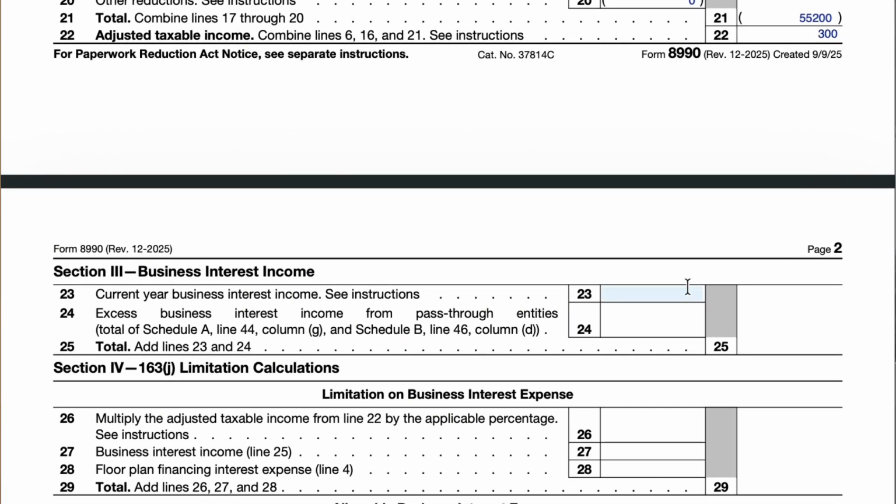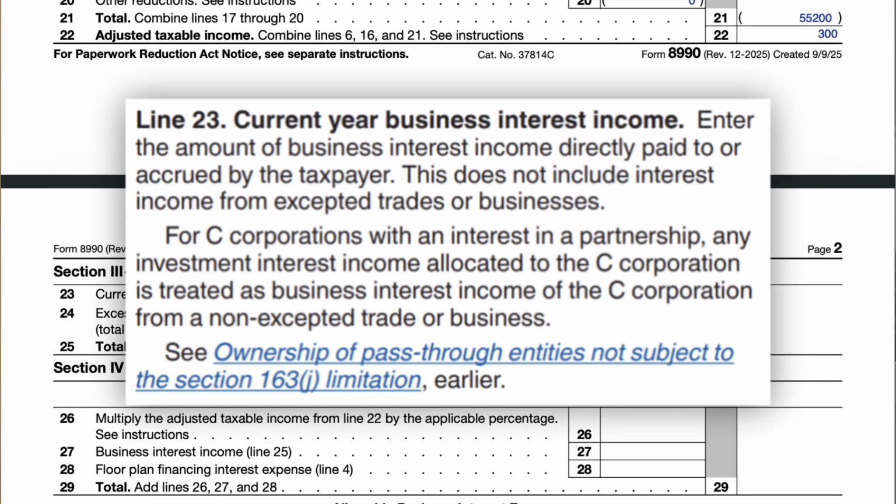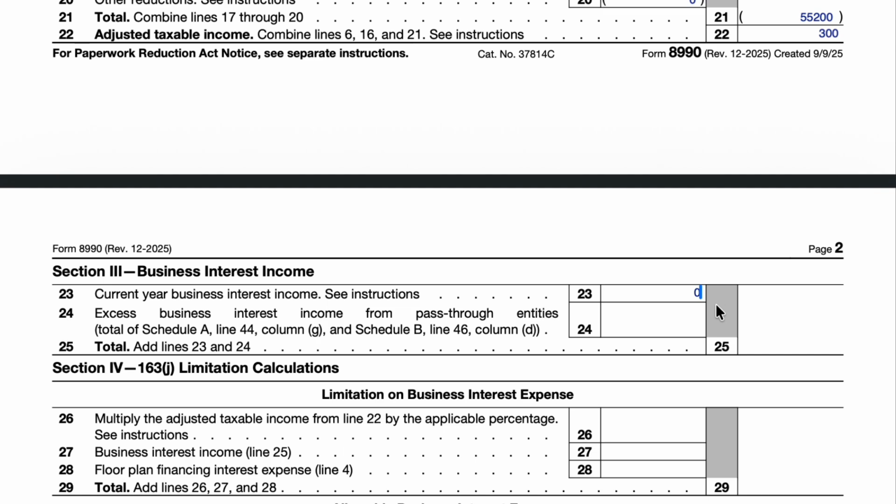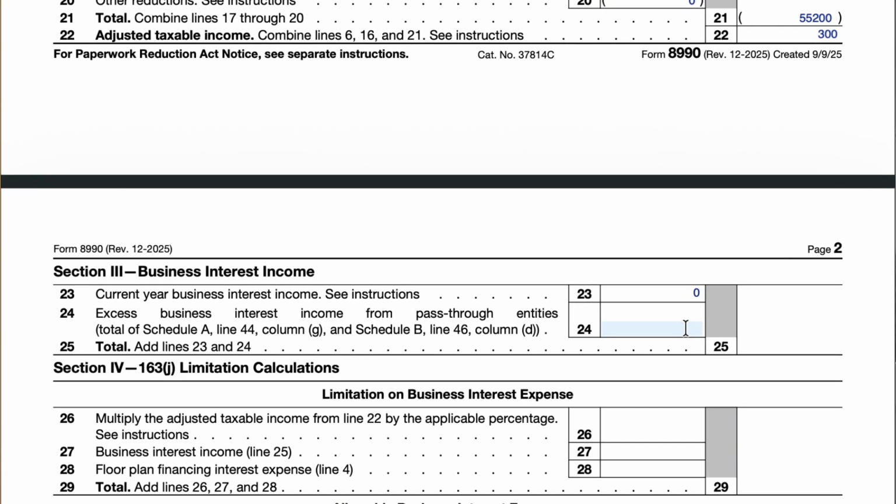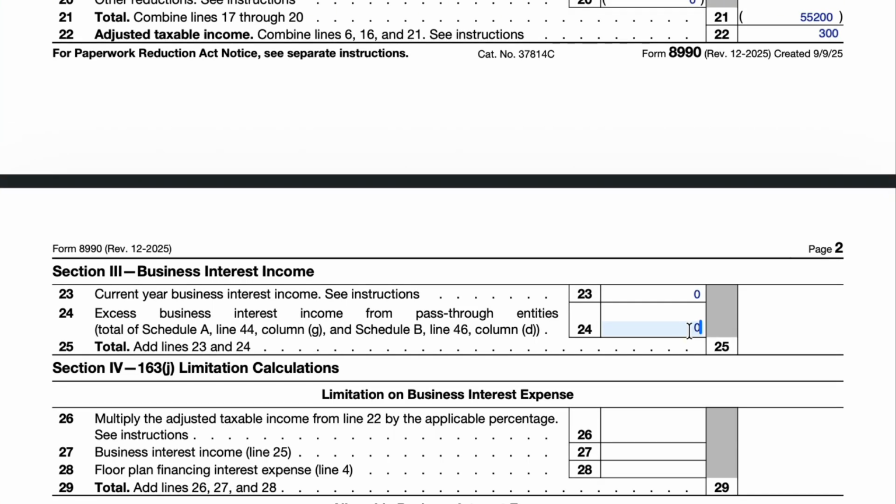Alright, now we have completed the majority of the tough work. Let's move on to section 3. Line 23, current year business interest income. The instruction says the amount of business interest income directly paid or accrued by the taxpayer, so it is not a value for our K-1. It only applies if you have any of that from your own small business, which we don't have any here, so 0. The next line, line 24, is for our K-1 numbers, but our column G is 0, and we don't have anything in Schedule B, so this entire section is often 0 for most of us.